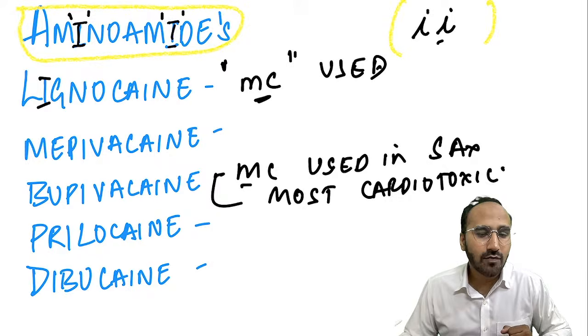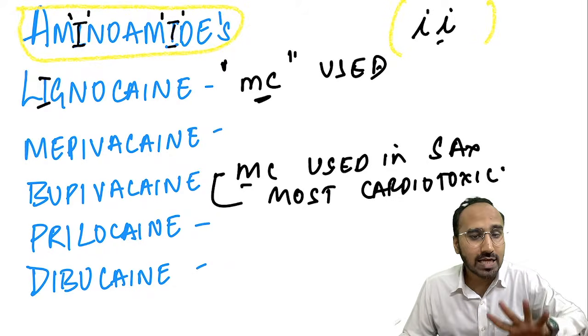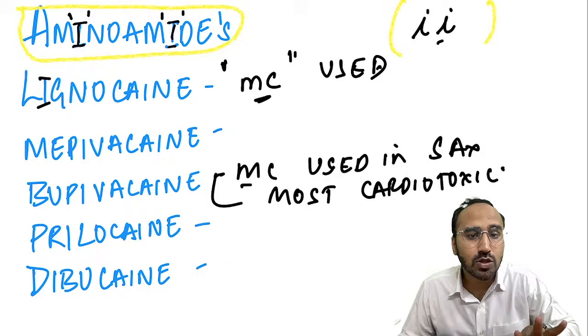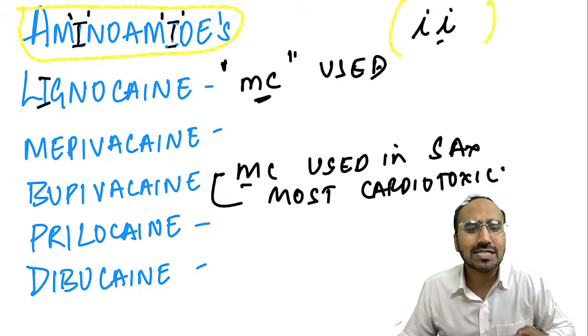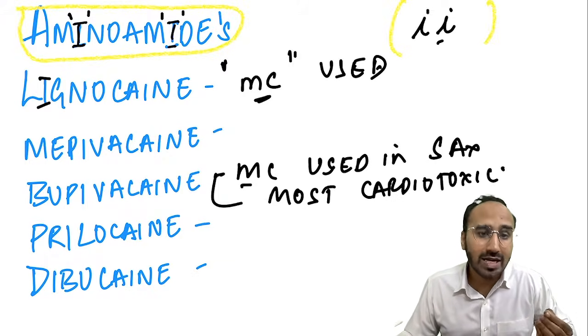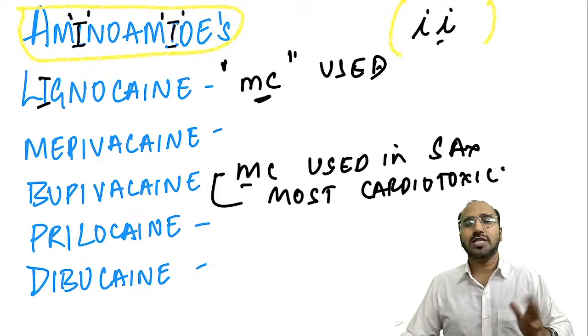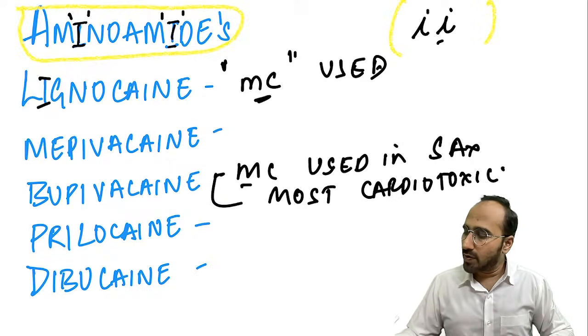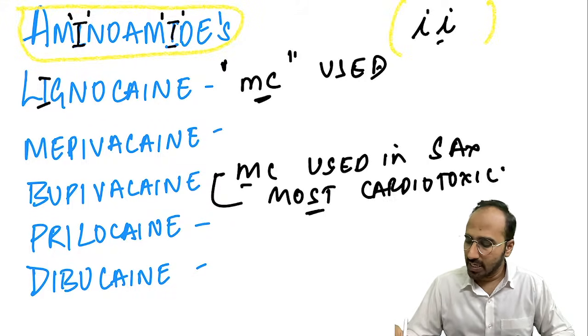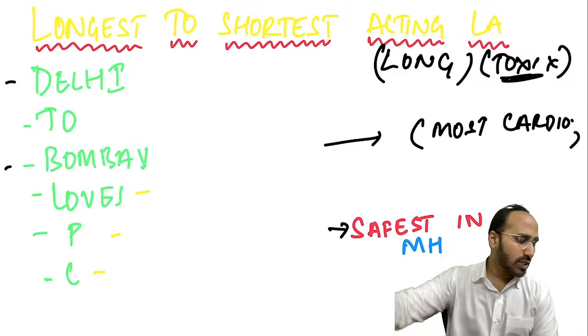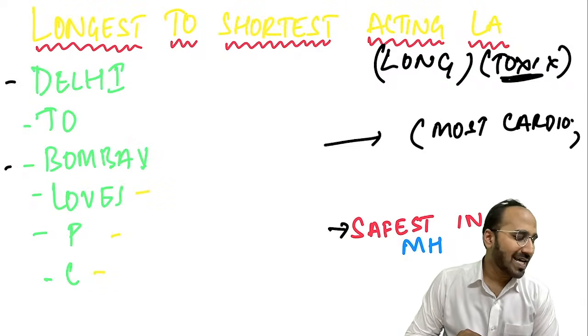Reason being what, guys? Bupivacaine is cardiotoxic, but where do you give it? If you give bupivacaine in a blood vessel, there will be cardiotoxicity. In spinal anesthesia, where are you giving the drug? You are giving the drug in the CSF, so no chances of cardiotoxicity. So remember guys, bupivacaine is the most commonly used local anesthetic in spinal and it is the most cardiotoxic local anesthetic. Okay.